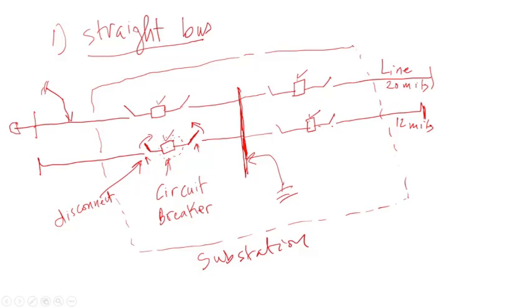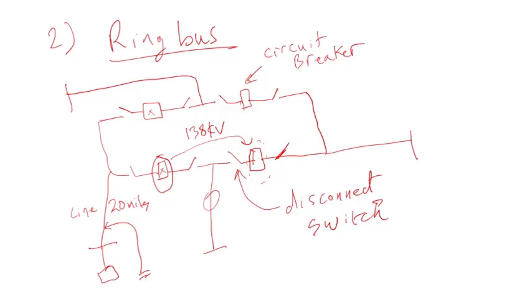We saw with a straight bus, if this breaker fails to open for this line to ground fault, the entire station will be out of service. So that's one advantage of the ring bus over a straight bus. That was it for the ring bus.